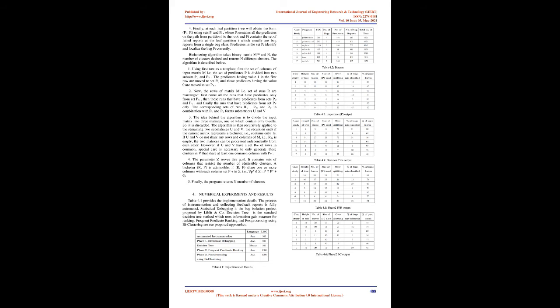5. Finally, at each leaf partition I we will obtain the form, Pi, Phi, using sets Pi and Phi, where Pi contains all the predicates on the path from partition I to the root and Phi contains the set of failed reports at the leaf partition I which usually are bug reports from a single bug class. Predicates in the set Pi identify and localize the bug Phi correctly.